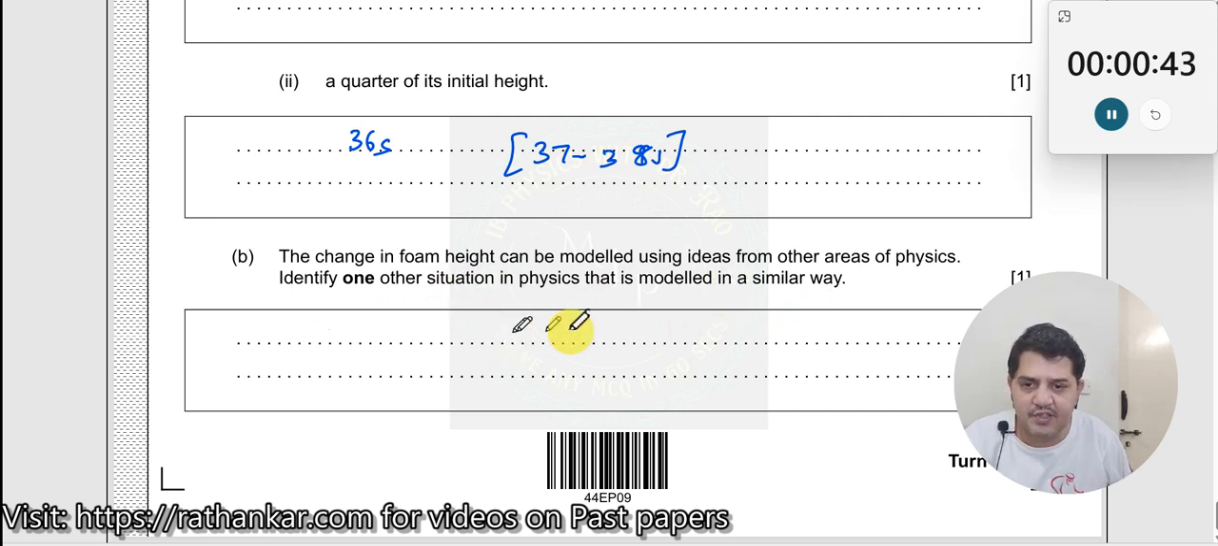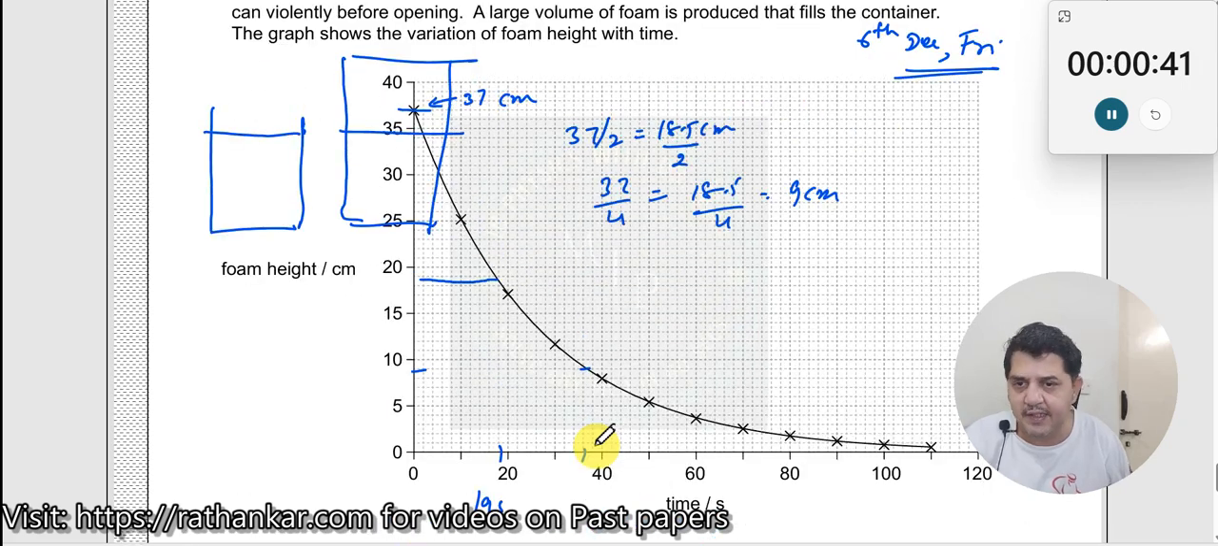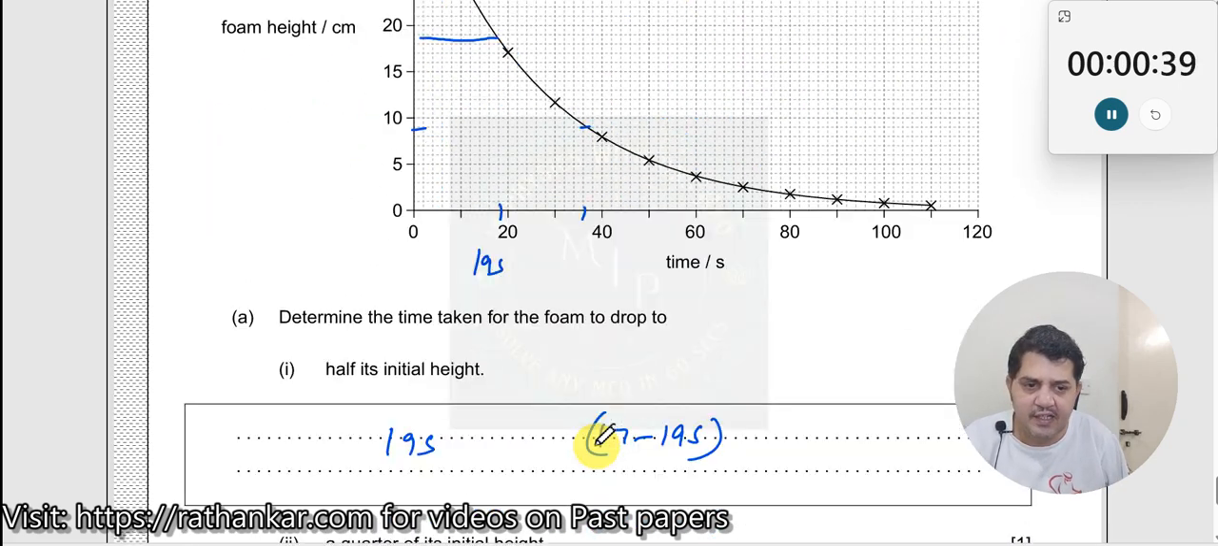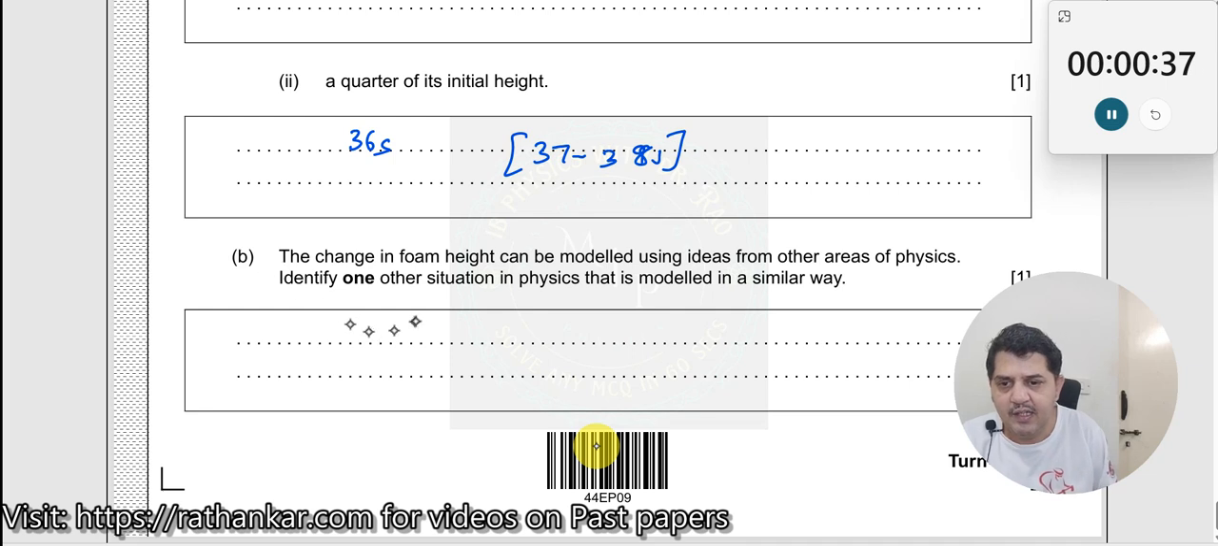Then the change in foam height can be modeled using ideas of other areas of physics. Identify one other situation in physics. Where do we use this in physics? If you remember, we use this in radioactivity, right? So you can write one other situation. I'll give you multiple situations. Radioactivity, we can use it.